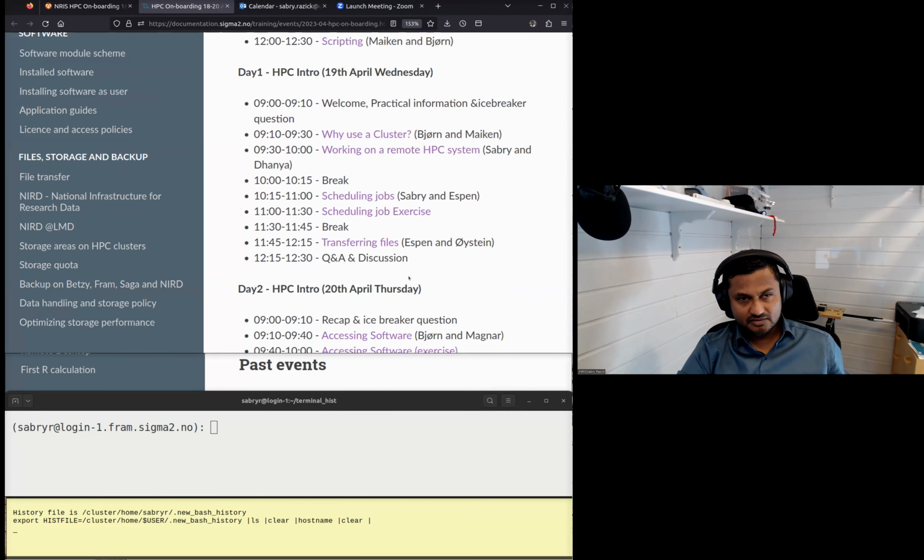Today, we are going to do the real HPC introduction. So today we will start with Bjørn and Maiken. They'll give you some motivation about why we need a cluster or a supercomputer or a HPC system. There are several terms used to refer to these things. And then we'll go on the rest of the day with more details about how to submit jobs, what the scheduler is, etc.